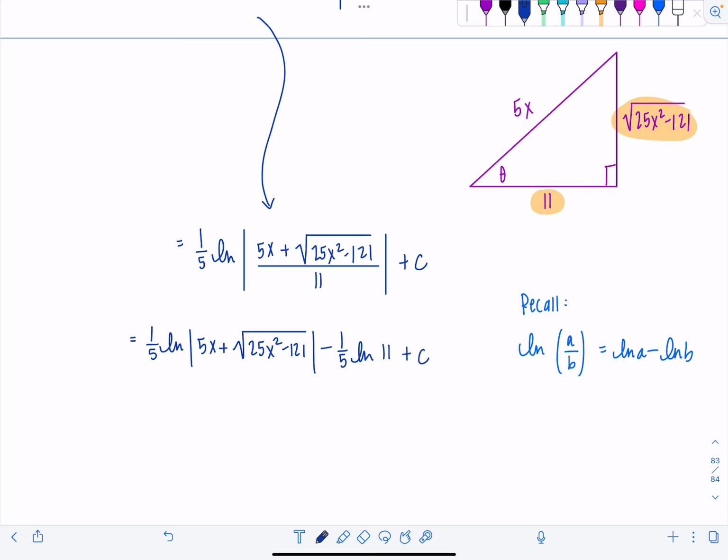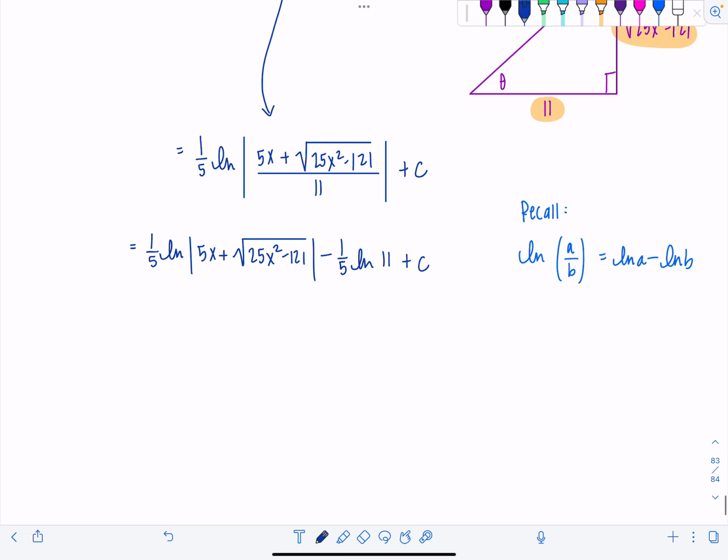And then now we wouldn't stop there. Why not? Well, 1/5 ln of 11, that's just a number, right? There's no variables in this term right here. So I can just lump it in with the plus c and be done with it, except now I have to call my constant something else.